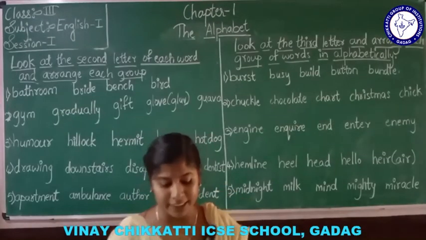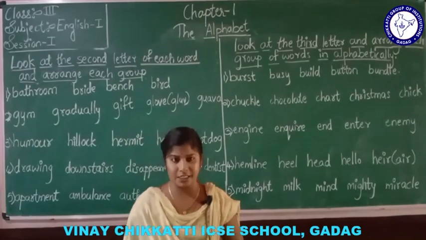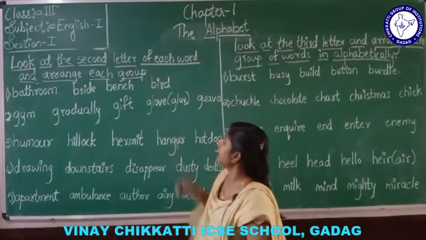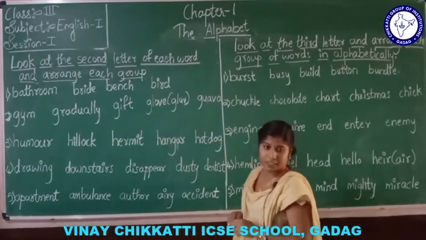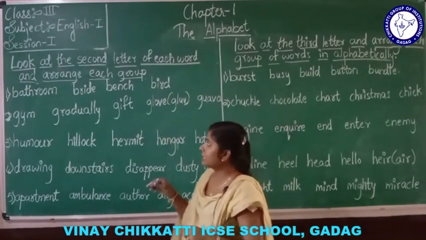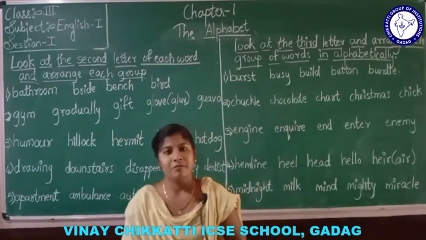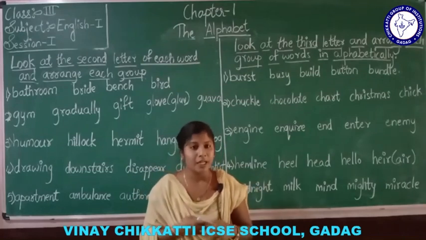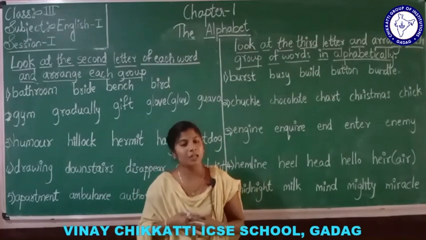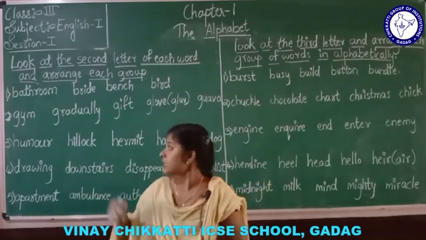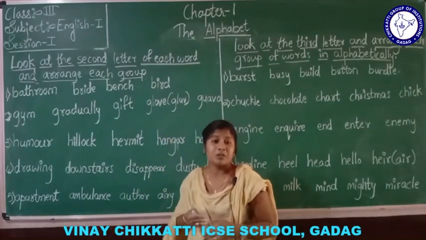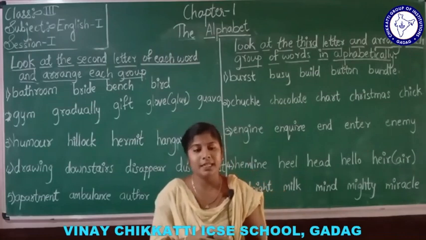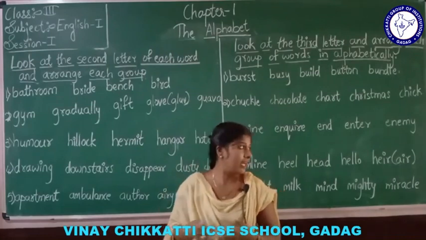Look at the second letter of each word and arrange each group. Before this, we saw the first letter of a word and arranged the words in alphabetical order. But now, look at the second letter. We have to see the second letter, and then we have to arrange the words in alphabetical order.